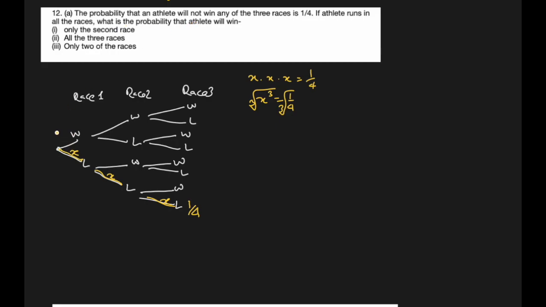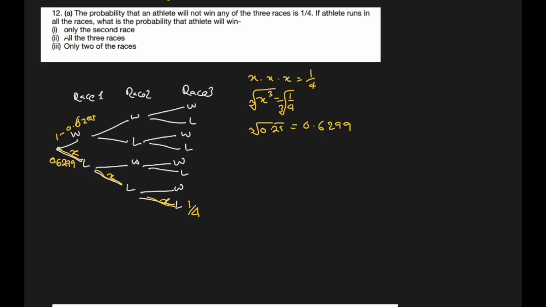That means this one will be 1 minus. First, let me find the cube root of 1/4. So cube root of 0.25. 1/4 is 0.25, correct? Which will be 0.6299. That will be the probability of him winning the race. 1 minus 0.6299, if it is needed to be found out, we'll do that later. But we know this is 0.6299, all three of them.